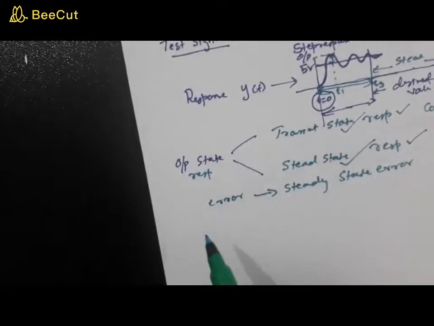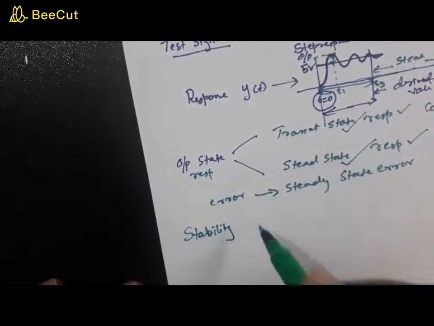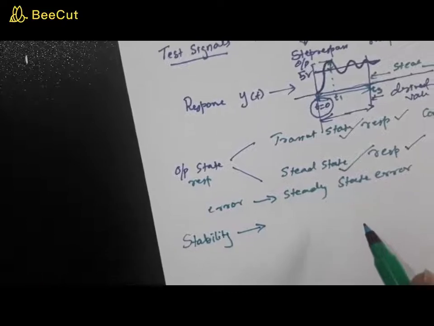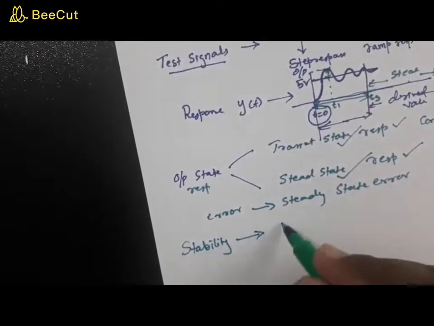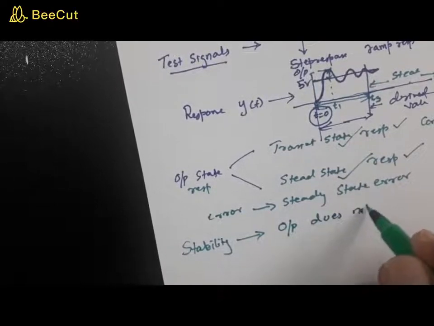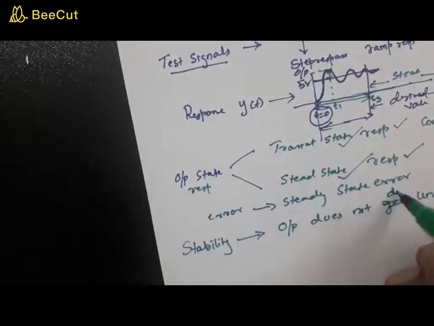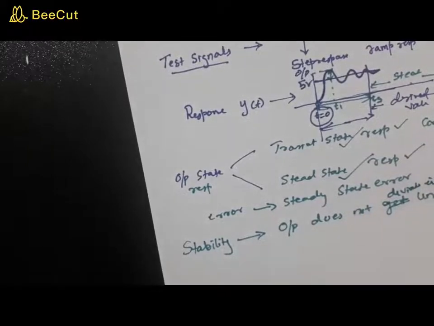Another point that can be studied, which is the important thing that we are going to study in the coming modules as well, is the stability. Now, what is actually stability? By stability, it refers to the output not getting uncontrollably larger, not deviating in an uncontrollable manner. What's the meaning of that?